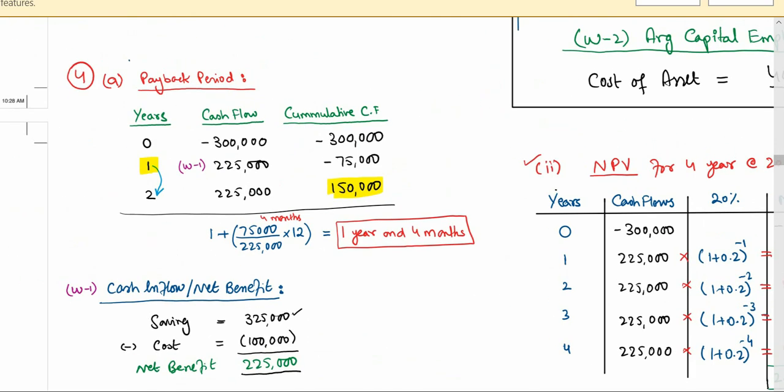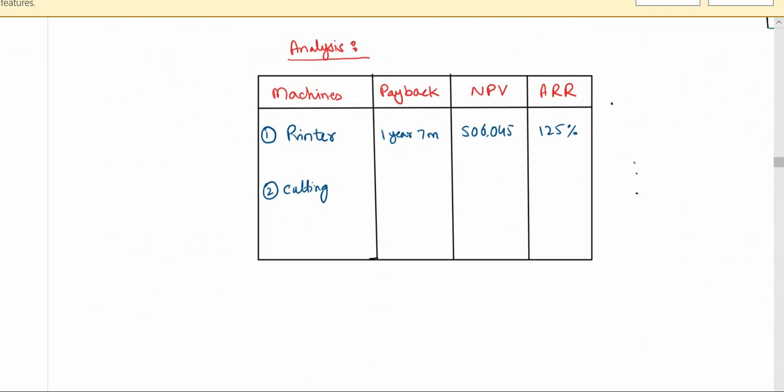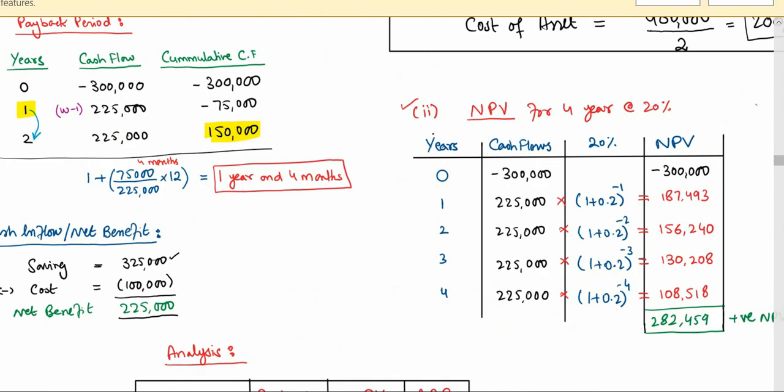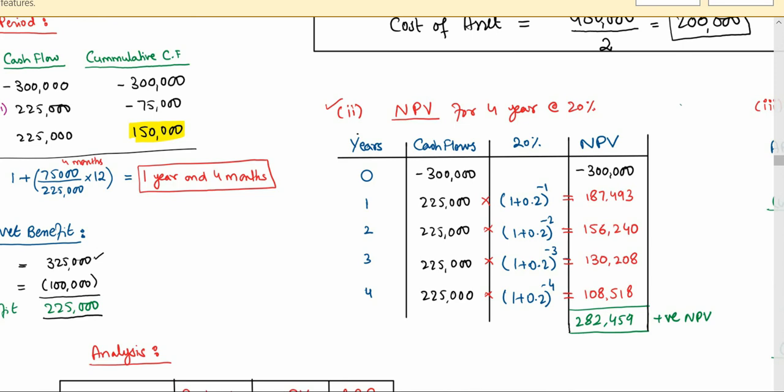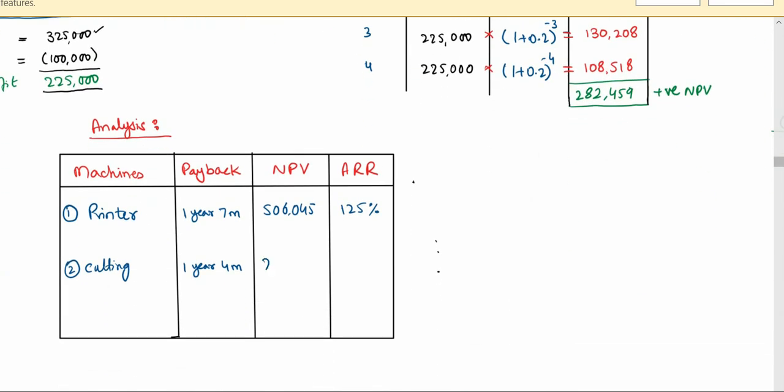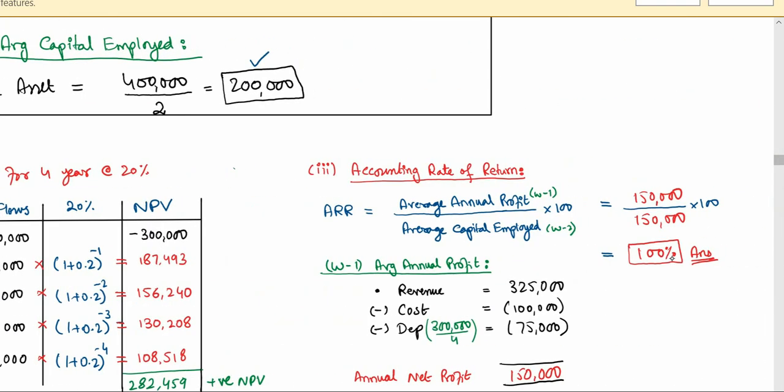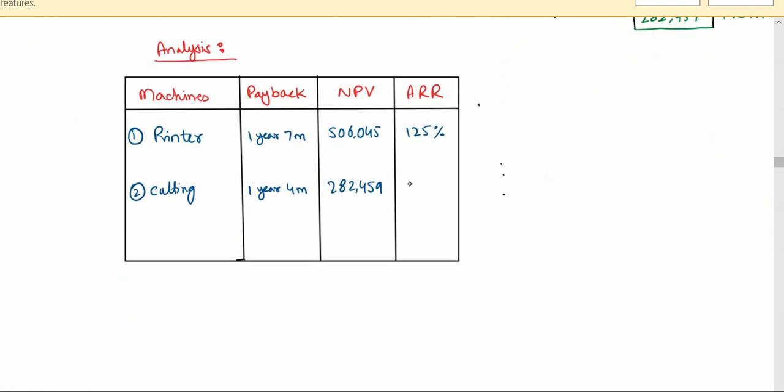Now for the cutting one, payback period is 1 year 4 month. NPV is 282459. And ARR is 100%. Now decide which one is better.